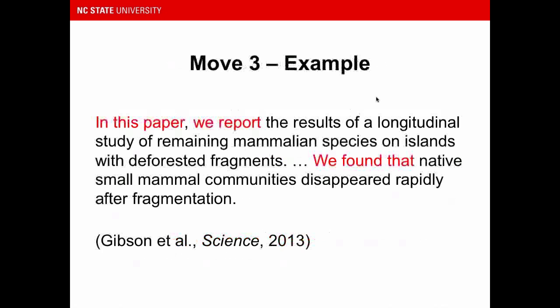Because if you recall from the example, they were saying that, well, some studies had looked at birds, but nobody's looked at other taxonomic groups. So they are choosing to pursue studying mammalian species. They describe a little bit of the study methods, which is sometimes common in the Journal of Science, but then they get to that other key component of the last move of the introduction, and they say, we found that native small mammal communities disappeared rapidly after fragmentation.